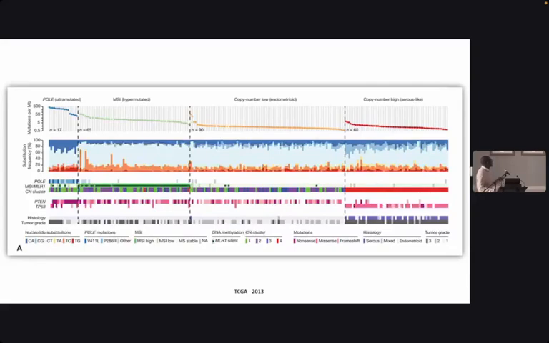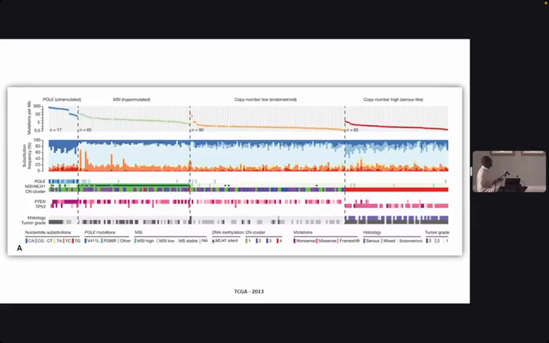And as you can see, these are the classes in terms of the molecular profile: the POLE ultra-mutated, the microsatellite instability, the copy number low, and the copy number high. What they did, they looked at the genomics, transcriptomics, and proteomics for these cancers, and also their histology.